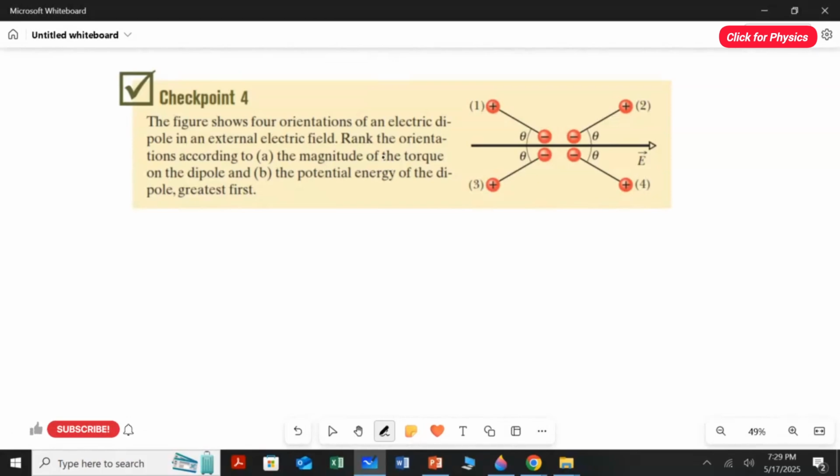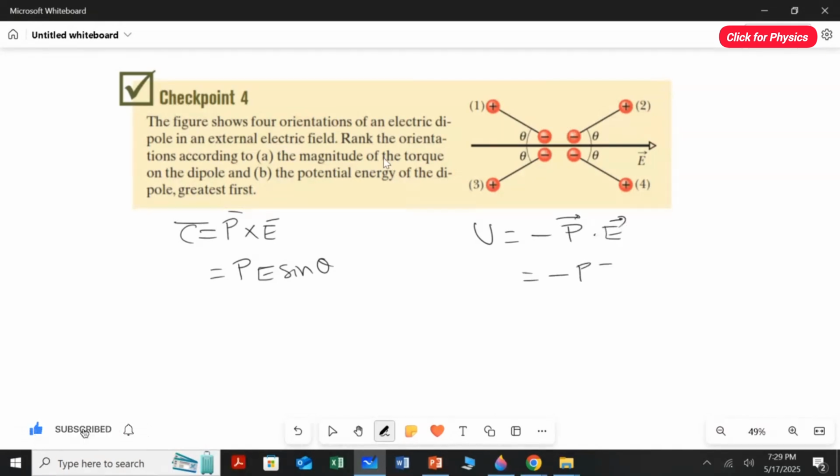The torque experienced by the dipole in the presence of an electric field is given by the rule: torque tau is equal to P cross E, which is equal to PE sine theta. Likewise, the potential energy U is equal to minus P vector dot E vector, which is equal to minus PE cosine theta. So now we have to apply this torque as well as the potential energy to these four dipoles. You can see dipole 1 is here, dipole 2 is here, dipole 3 and dipole 4, and all of these are placed in the electric field.